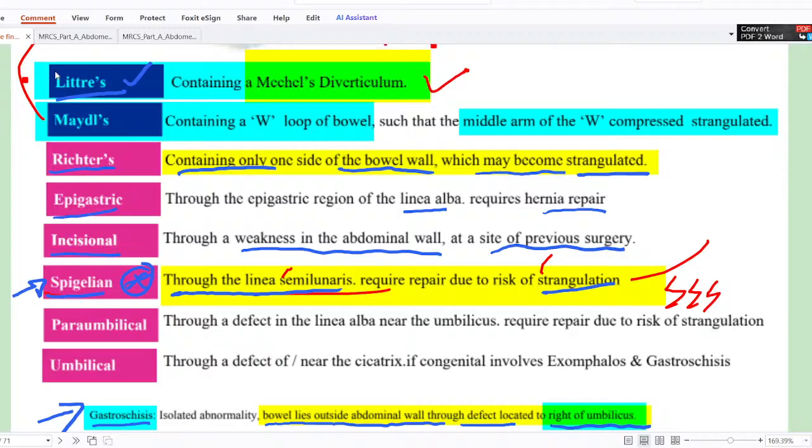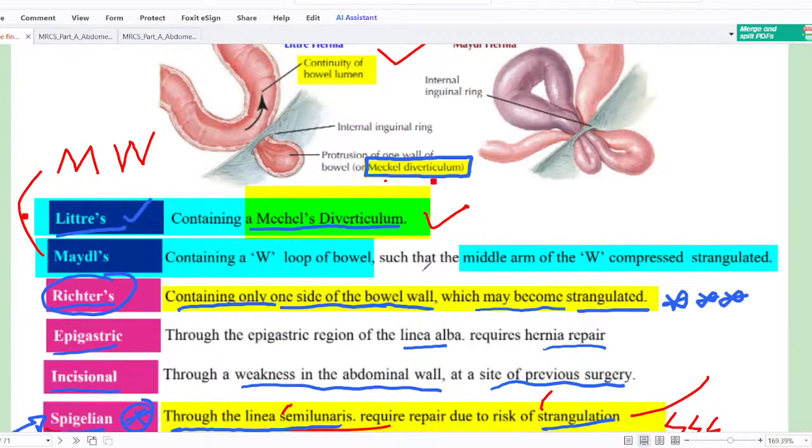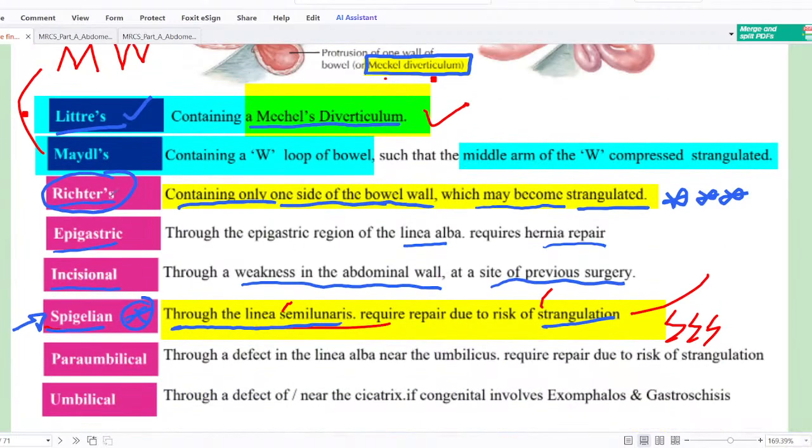So we have seen this topic, Littre's hernia, when it contains Meckel's diverticulum. Richter's hernia, when they contain only one side of the bowel. This is very, very important, and it is a repeated question. Only one side. And then epigastric, Richter's, incisional, Spigelian. This is also very, very important, repeated. Hernia through the linea semilunaris.